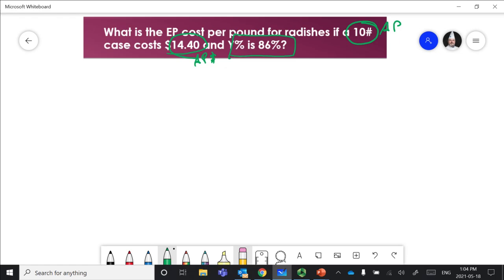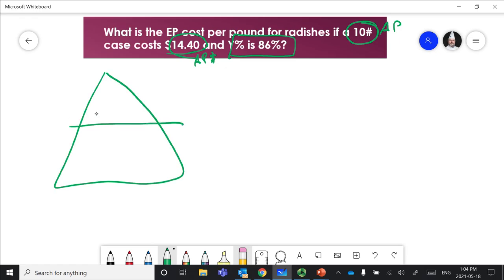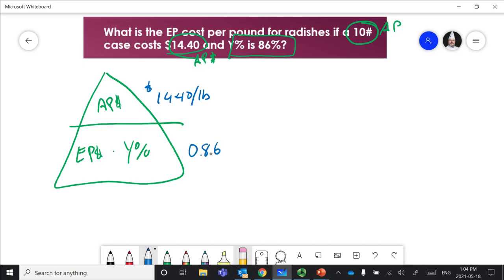So, first thing we can do is look at our triangle. But now it's AP dollars over EP dollars times yield percentage. So, what's our yield cost? Well, it really doesn't matter what our AP amount is. We have enough information here to figure out what our EP cost is. Our AP was $14.40 per pound, and we had a yield percentage of 0.86.